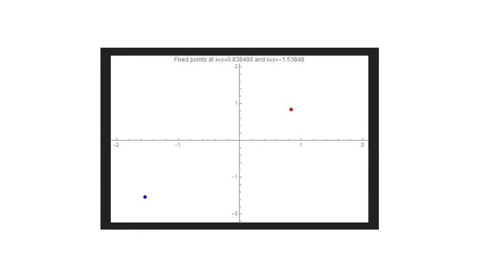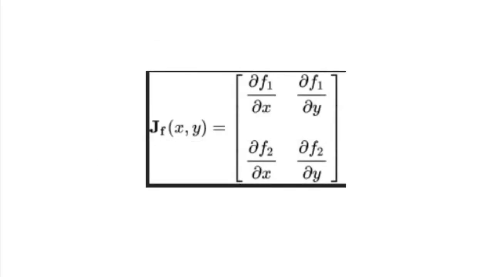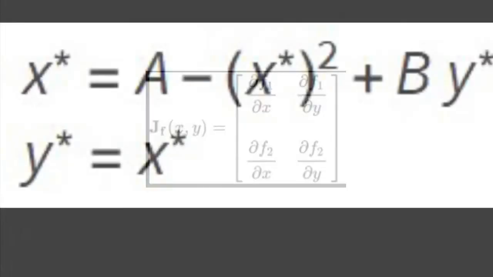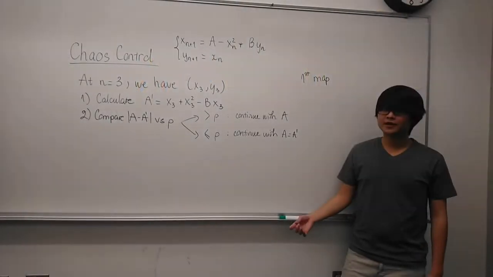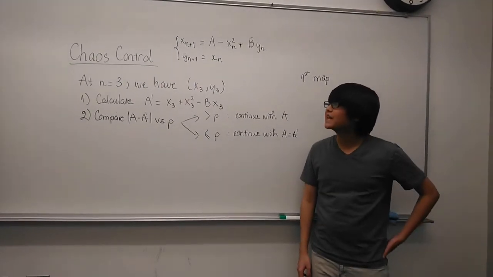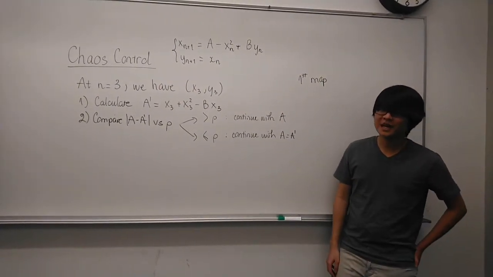And the stability of a fixed point for this particular map can be shown by looking into the Jacobian matrix of the map. The fixed point satisfies the following equations, and we will use these equations as a part of our chaos control algorithm. We have some understandings of the Henon map. Let us apply some chaos control to it.